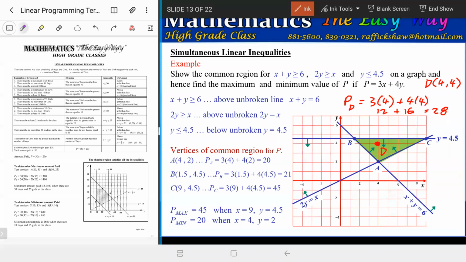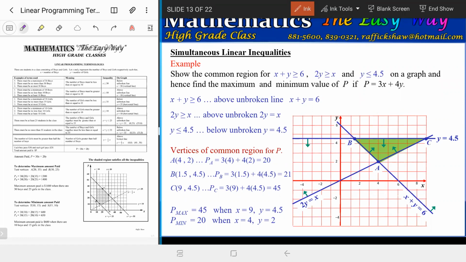So you see, it's neither the minimum nor the maximum. It's higher than the minimum and lower than the maximum. You understand? So the vertices are the points where you go to get your maximum and your minimum values. And that's an example.